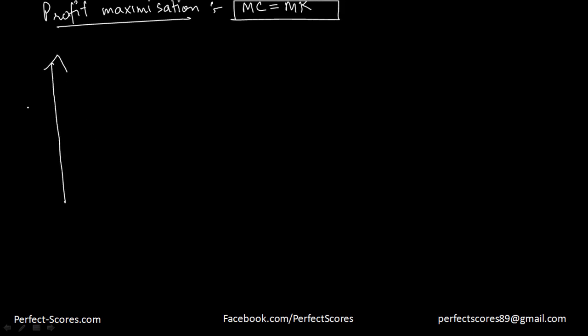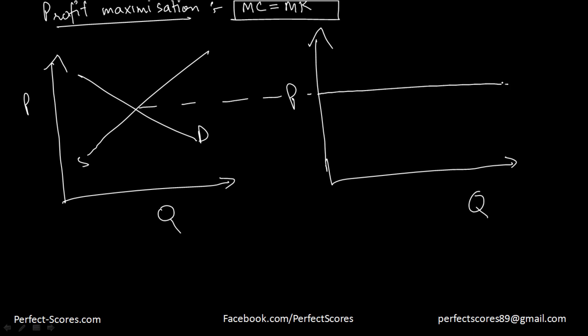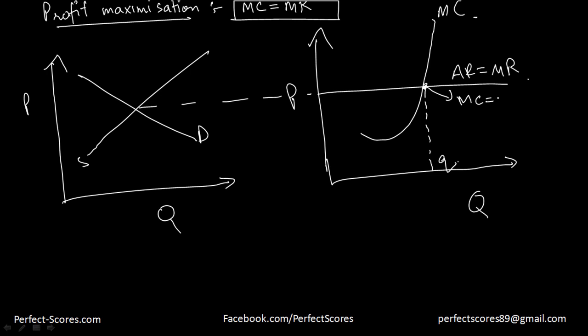Now, if I were to draw the previous graph again, this is the demand curve, this is the supply curve, and this is price again, and this is quantity again, and this is the price. That means this is the average revenue equal to the marginal revenue. So if I draw the marginal cost curve, which looks something like this, that means this is the quantity at which the firm should produce to get maximum possible profit, because at this point marginal cost is equal to the marginal revenue. Fine.